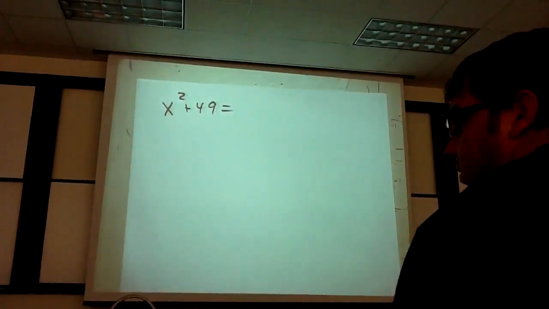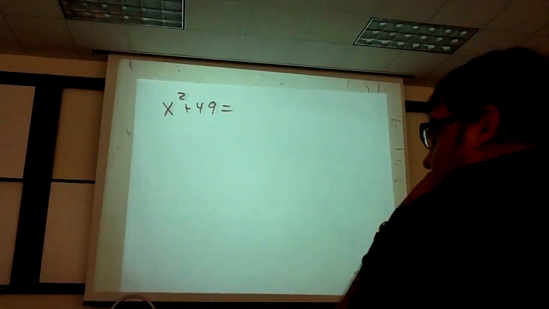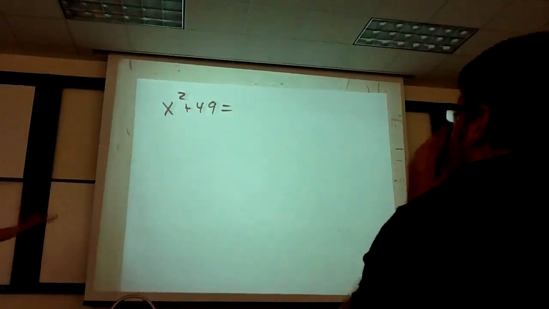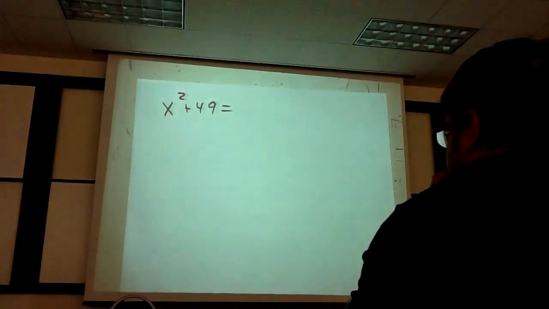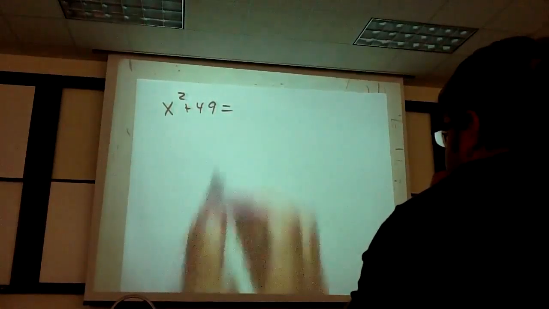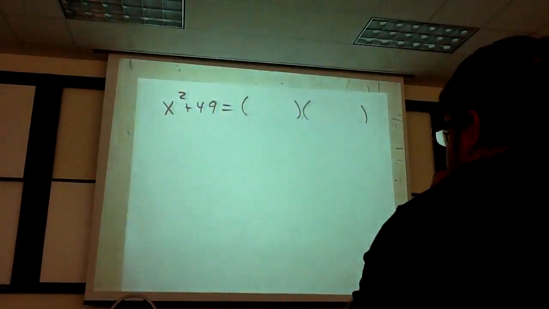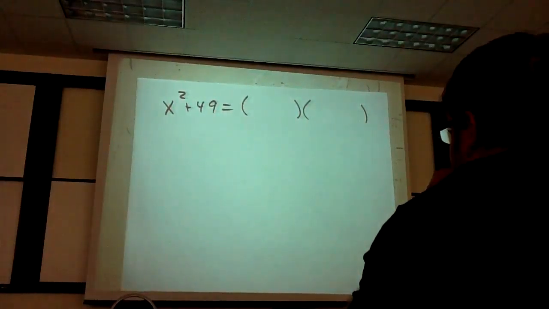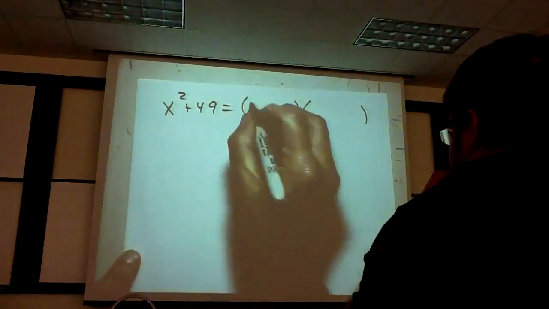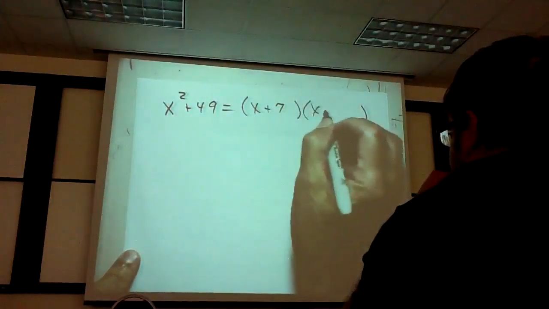Oh, you mean the difference of two squares has to be a difference? I'll bet you're right. This is, for lack of a better term, the sum of two squares, right? This is not the difference of two squares, so it doesn't factor with the difference of two squares method. It's the sum of two squares. How's this going to factor? What do you think? x plus 7, x plus 7.